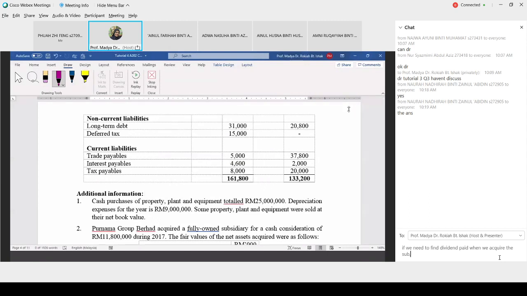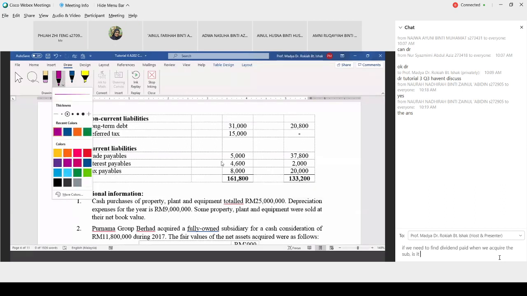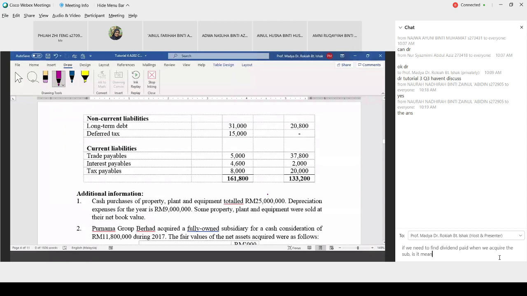Okay, so you purchase a new PPE here, 25. You purchase that amount, 25 million. So this one will increase your PPE, but this one will reduce your cash. Okay, depreciation here is 9, so you need to add back this amount, 9.